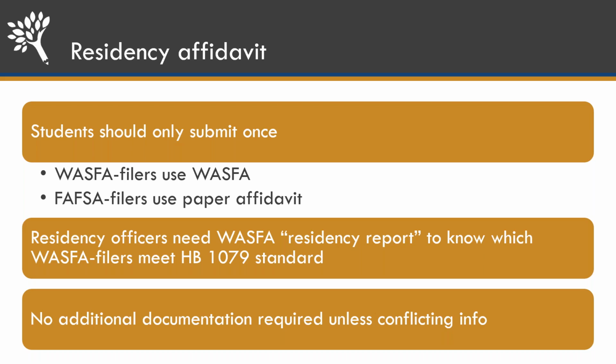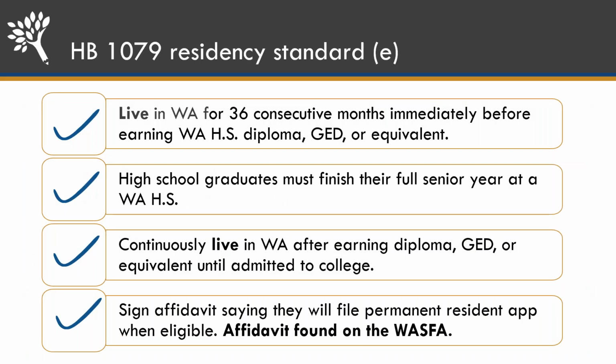Really the only people who should be using the paper affidavit are people who don't fill out the WASFA. So U.S. citizens, permanent residents, and other people like refugees and asylees actually qualify for the FAFSA. So again, we want them only submitting once. And another piece is once the student does say yes to all those 3 questions here, there's nothing else to ask them for unless you see conflicting information.